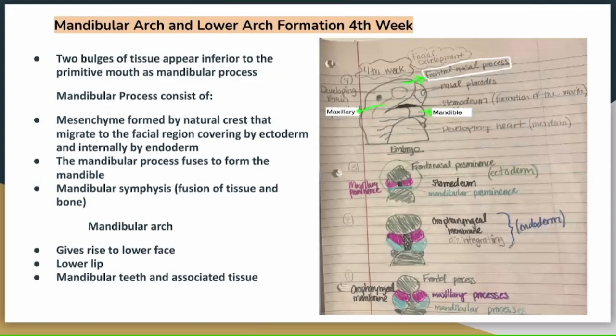We have the mandibular arch and the lower arch formation during week 4. We start from the right hand side picture, from low to top. As you can see, we have the oropharyngeal membrane, the frontal nasal process in gray, the maxillary process in pink, and the mandibular process in blue. On the second picture, the oropharyngeal membrane starts to disintegrate, forming the ectoderm. The third picture shows the stomodeum, which is the mouth forming, ending with the embryo forming the maxillary, the mandible, and the frontal nasal processes.